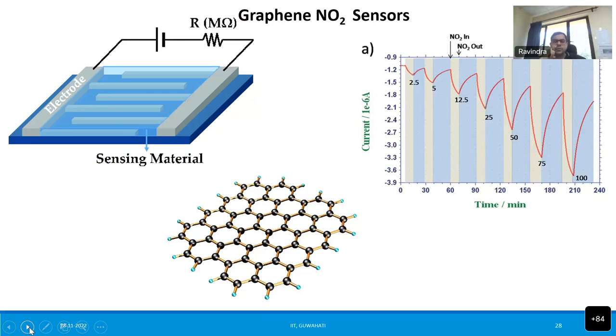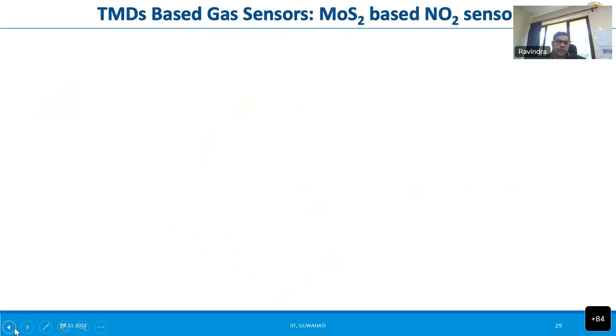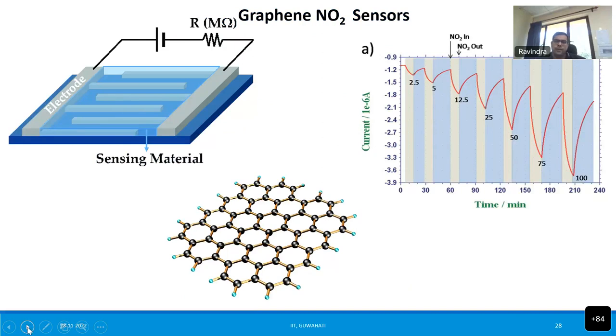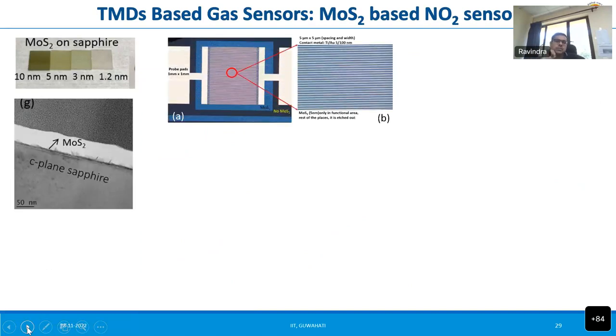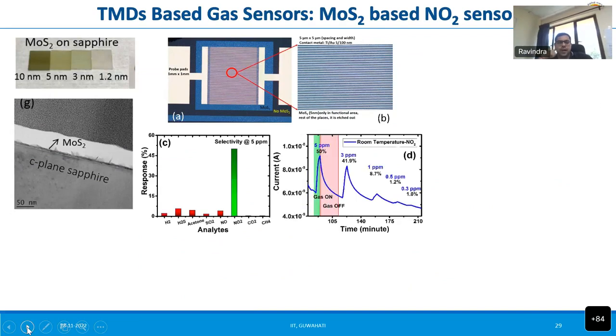Graphene was the first material that was tried for sensing, and regarding the performance of graphene, I am not that big a fan of graphene. In terms of sensing properties, you will find that response and other things are not that good as compared to TMDs because of the band gap and other problems associated with graphene. So that's why people moved to semiconducting TMDs. They are a family of 2D materials just beyond graphene.